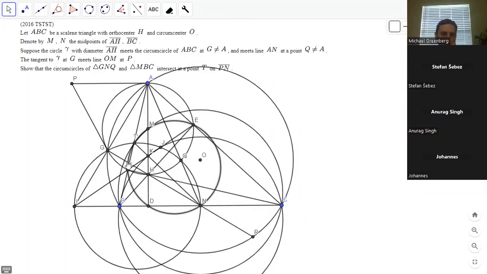I have an idea. We have to show that PN is the polar of I, right? Yes. Okay, so K lies on the polar because I, K, F, and E are harmonic. P lies on the polar because of La Hire's theorem, and N lies on the polar because NE and NF are tangent. So that's it.